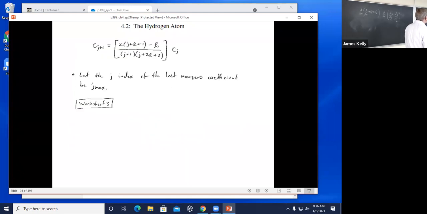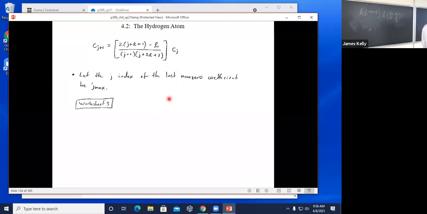Okay, so we're going to imagine that there's some j index here, which is the largest non-zero Cj that appears, right? If we call that index j max, we're imagining C j max is not 0, but C j max plus 1 is going to be 0. Right? But that's what defines that maximum index.